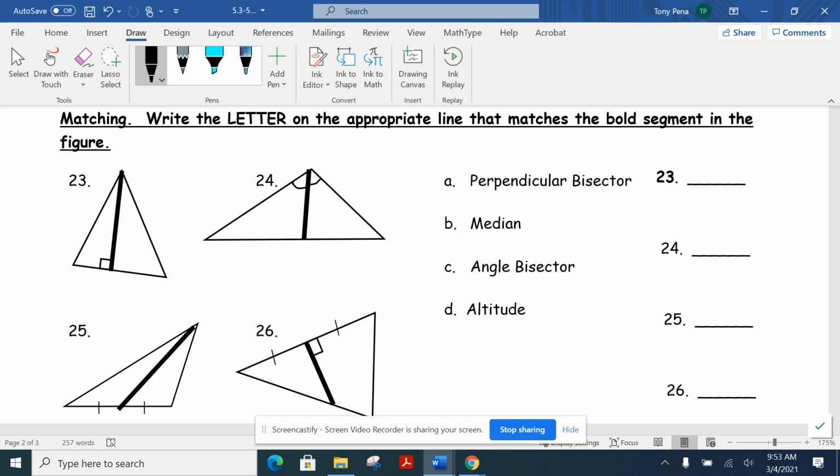So it says you're just going to match these up. We have our 4 different phrases. So perpendicular bisector, median, angle bisector, and then an altitude.